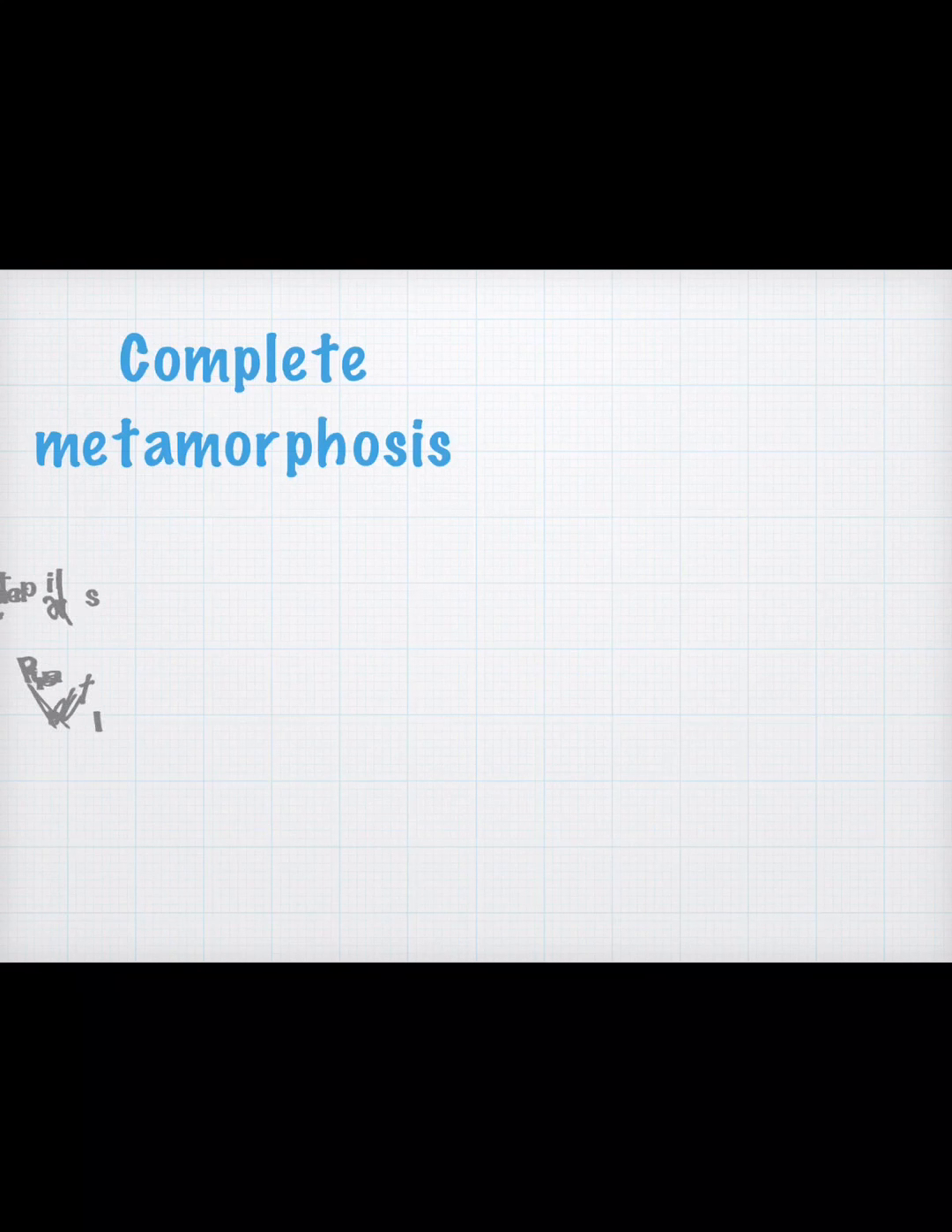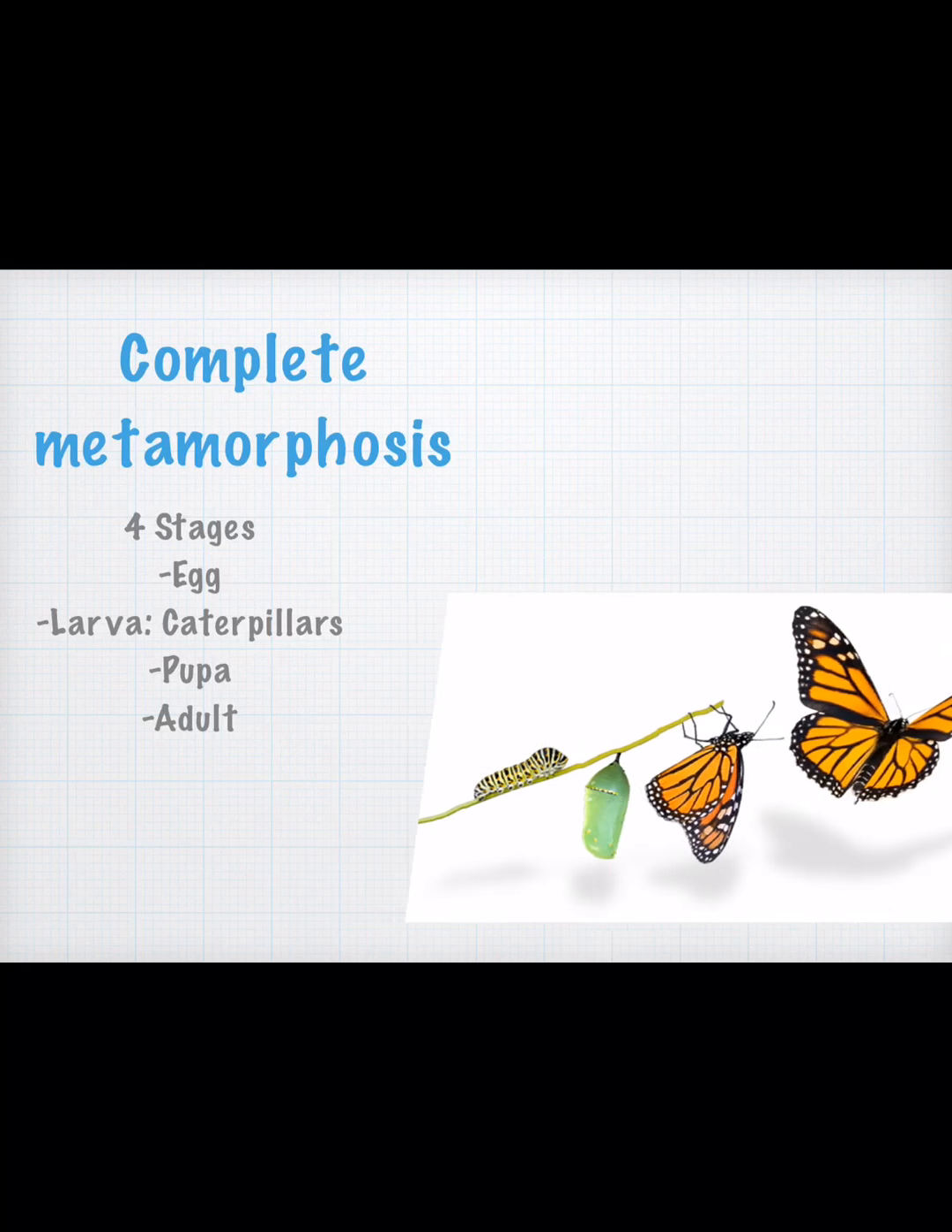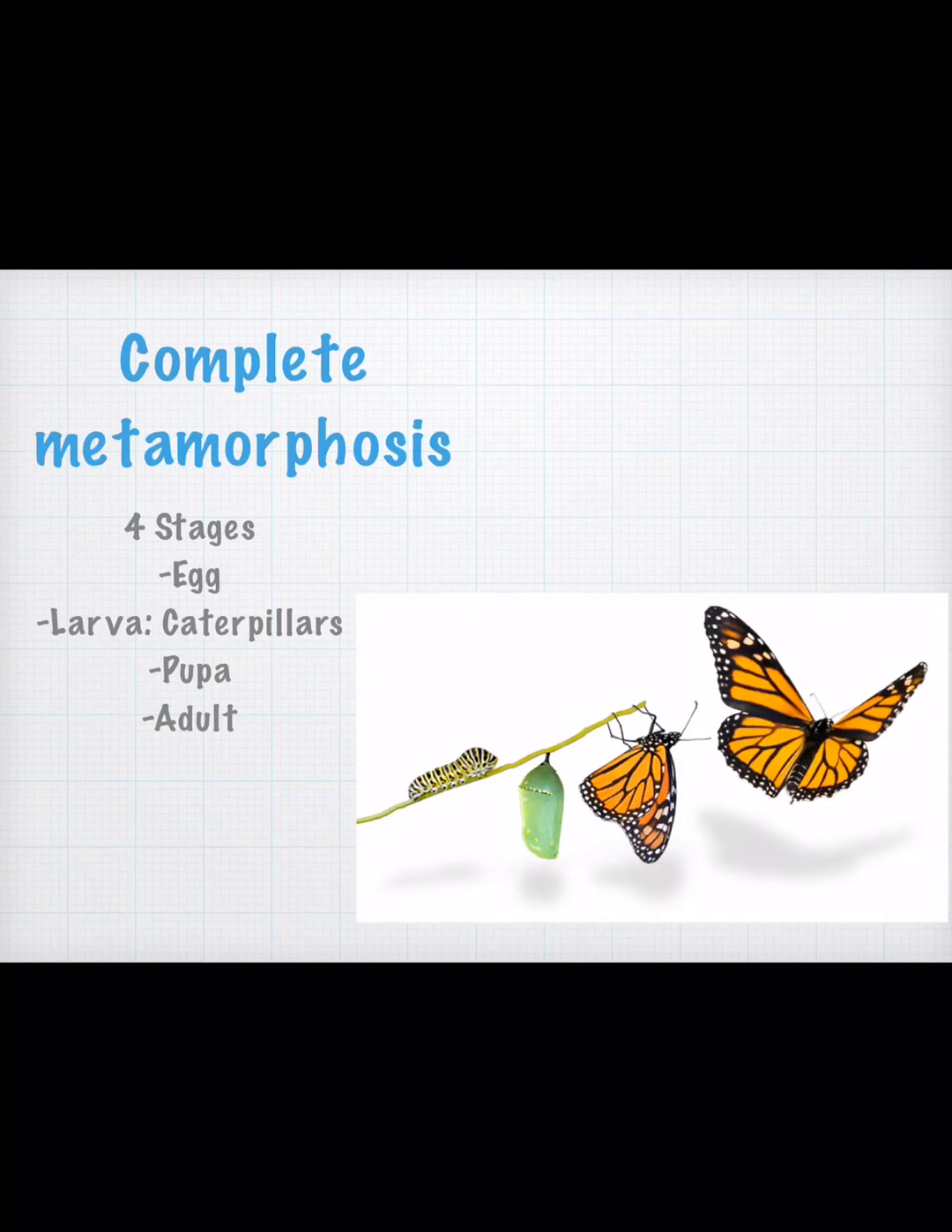Alright, complete metamorphosis. There is a picture of it. Now, the picture on the bottom of your screen does not have the egg. All insects hatch from eggs. We've learned this in the past, so they don't have the egg stage. They start with the larva. So eggs, you could probably imagine what they look like, small circles that little baby insects are hatched from, and then their first stage in metamorphosis is a larva.